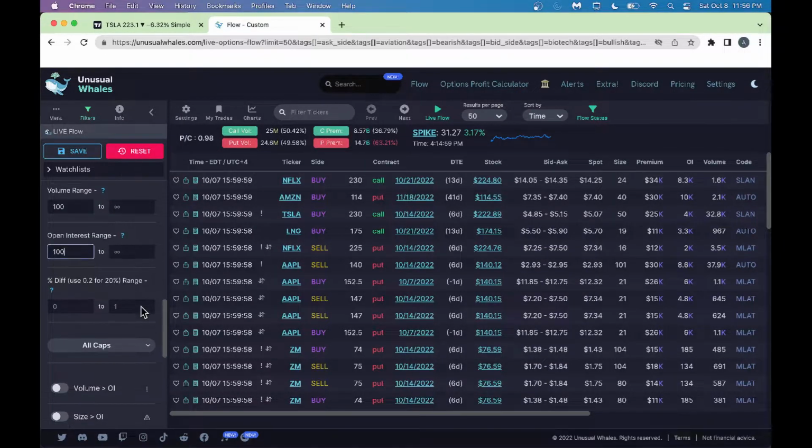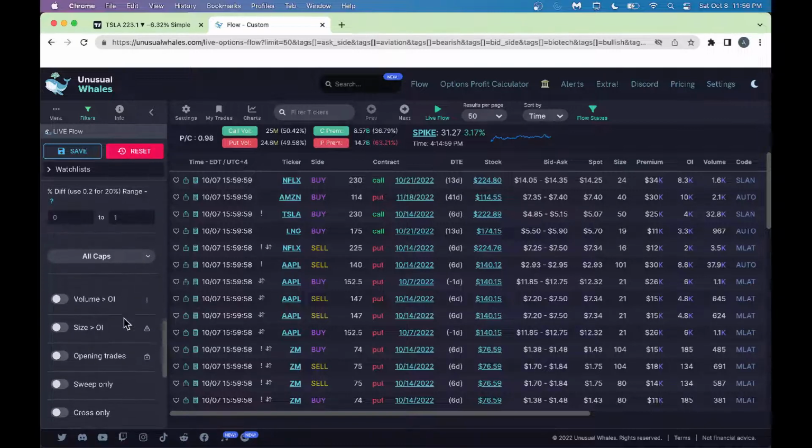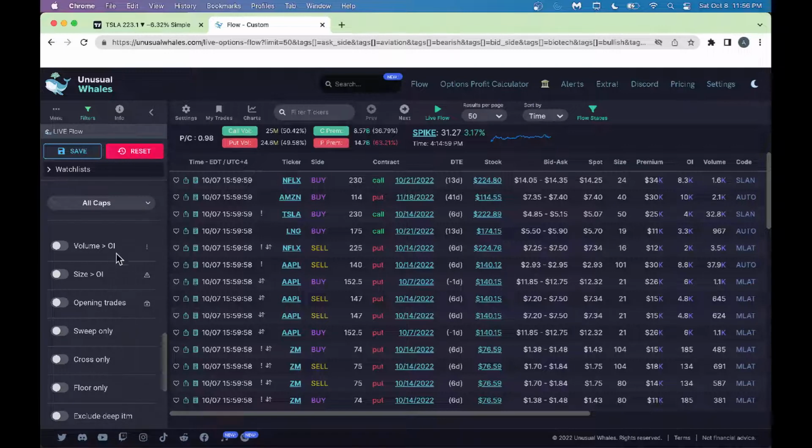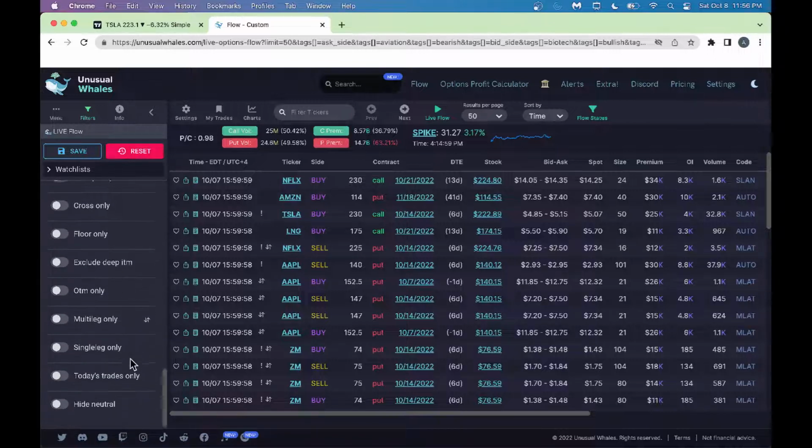And then we got a few more here. You got percentage of difference here. If you are a person who wants to look at the strike price below the stock price, you could use this one here. Let's go with the normal setting here. And then you got a few more here, volume or open interest. I would keep it as it is, depending on what you want to do here. There is also today's trade only. If you want to look at today's trade, like a one-day trade, you could go with today's trade, which could be a good start to begin with.